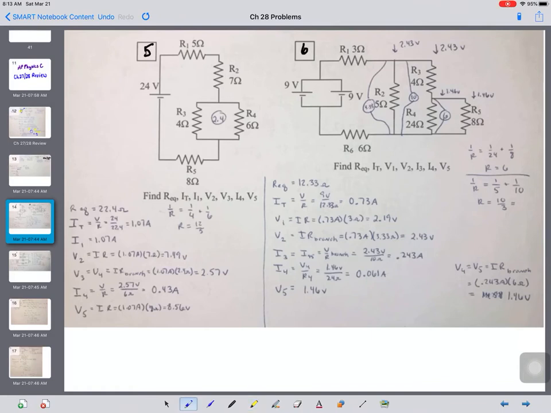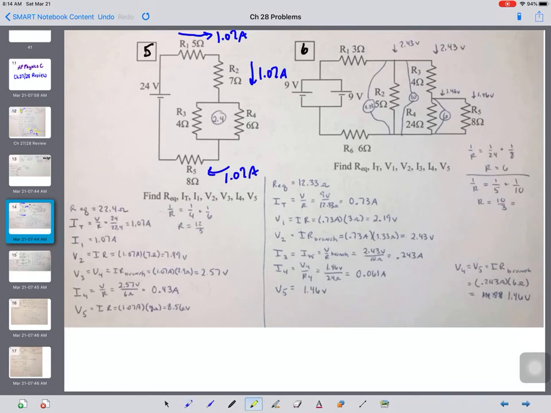Then fill in anything that's constant. That current value that we got of 1.07 amps, that's going to go through R1, R2. It's going to split up in 3 and 4, but it's going to come back together to go through 5. So all of those that I've marked are 1.07 amps. So then you have enough to find any of the voltages of those 3 that you need to using V equals I times R.